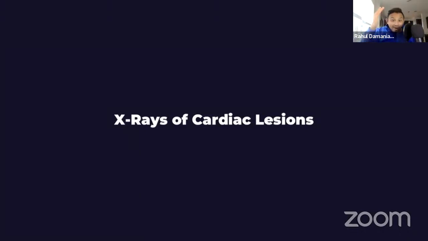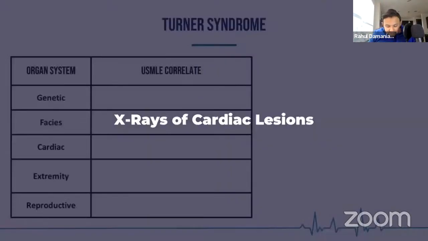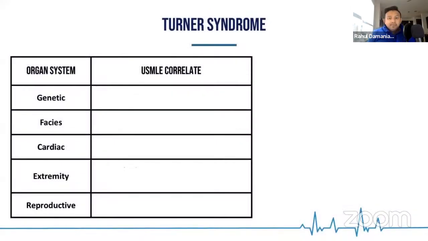Let's go through our next section, which is the x-rays of cardiac lesions. The first thing that I'm going to be talking about here is Turner syndrome. I'm going to integrate, just like my syndromes webinar, all of the things you need to know for Turner syndrome, and I'm going to relate cardiology very heavily. Remember that Turner syndrome is due to non-disjunction during meiosis, and you get this 45XO genotype.